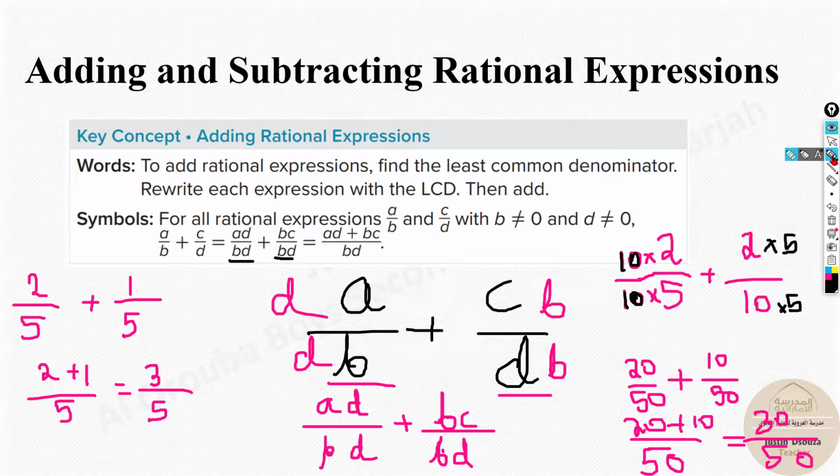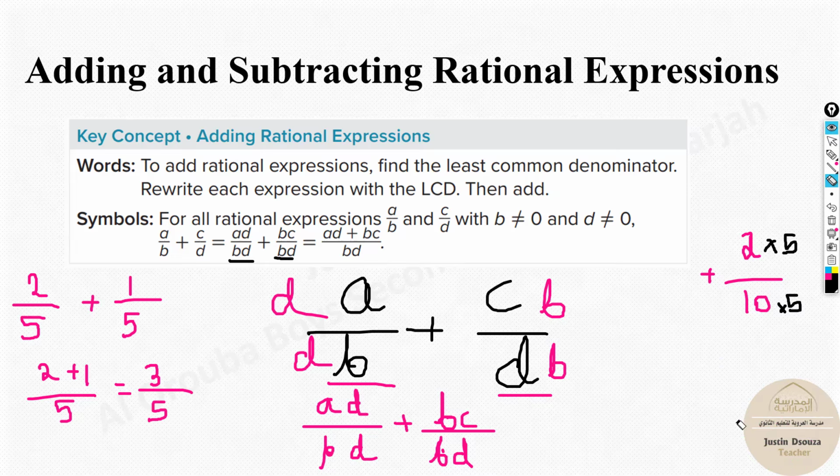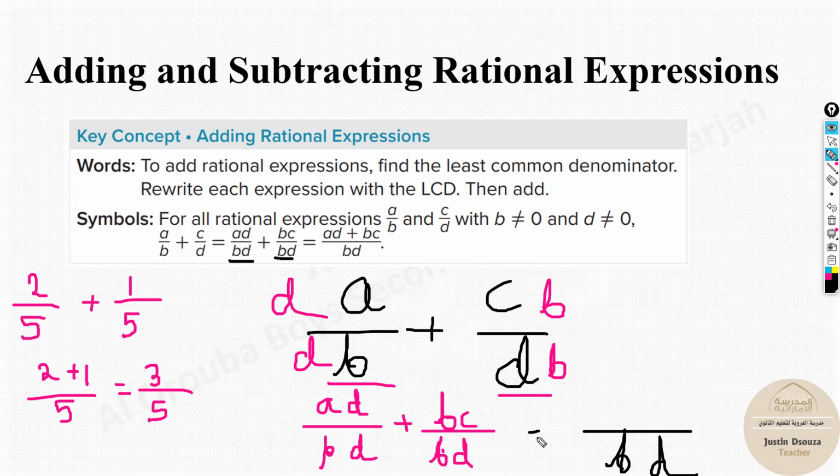Now you can see here BD and BD are the same. So I'll just raise this up over here. Now all you can do is write the same denominator, BD, and add AD plus BC. So this is the method which we will employ.